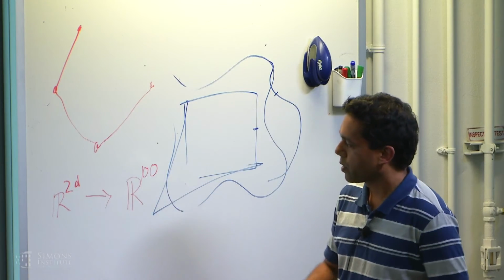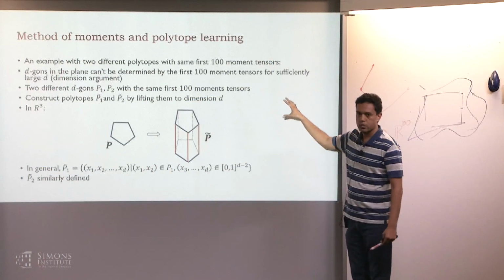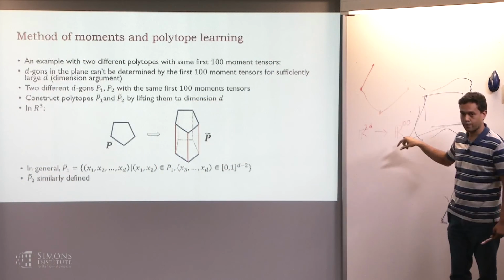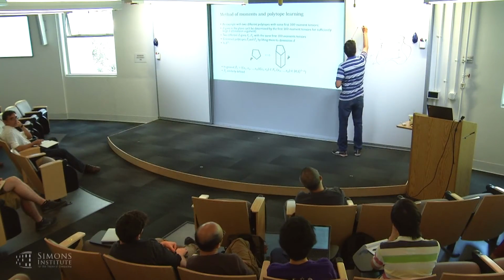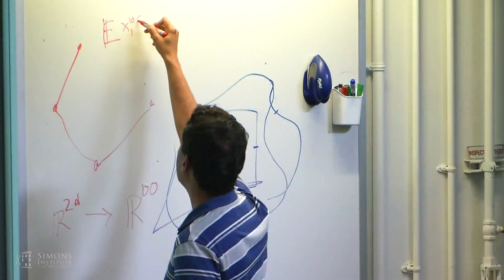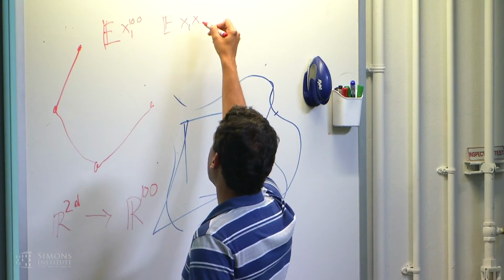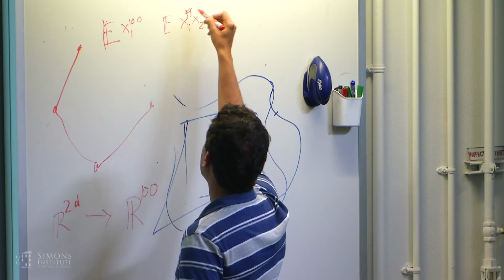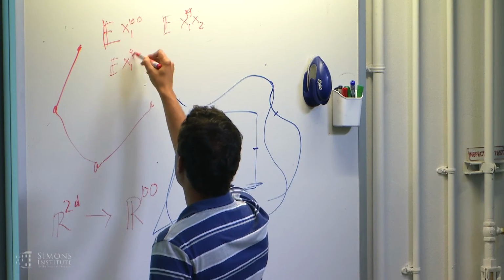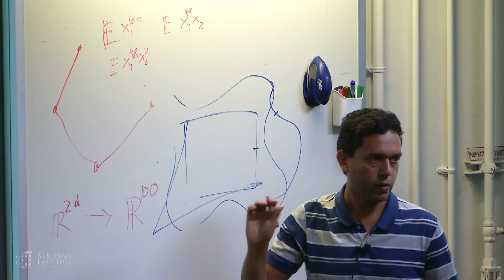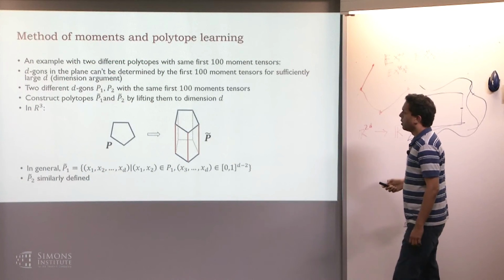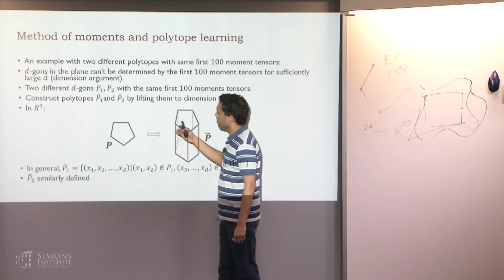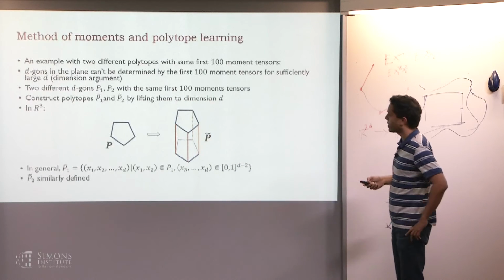So there are going to be polygons which are different, but they map to the same moment tensor, since the moment tensor has a fixed size. We are in the plane right now. So there are two different polygons, P1 and P2, which have the same first 100 moment tensors.